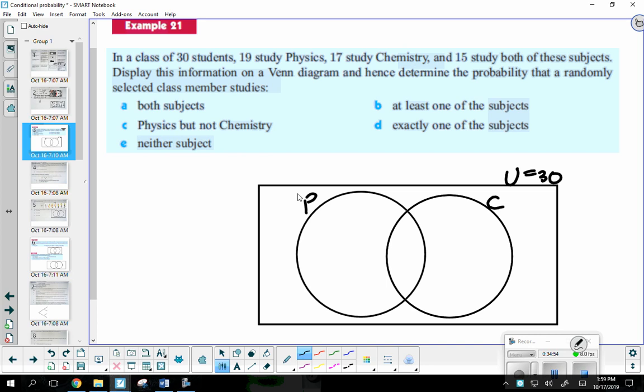All right, now you may not be done, and that's okay, but who would be willing to come up, fill in the Venn diagram for me, and then find the probability that a randomly selected class member studies both subjects. That one you could probably get even without the Venn diagram. So who can help me with this one? Or do I need to go random number generator? Random number generator. Okay.